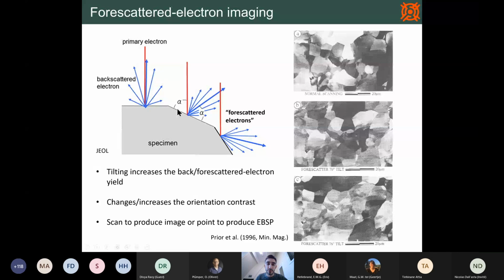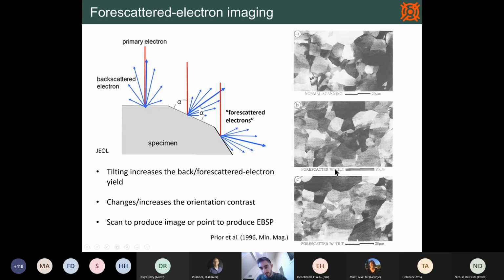But you can imagine that if we tilt the sample to progressively steeper angles, more of those backscattered electrons are actually going to make it back out of the sample surface. So once we tilt the sample enough, it seems more appropriate to actually call these the forescattered electrons. And so increasing the tilt is going to change the signal that we get back, and typically it's going to increase the orientation contrast.